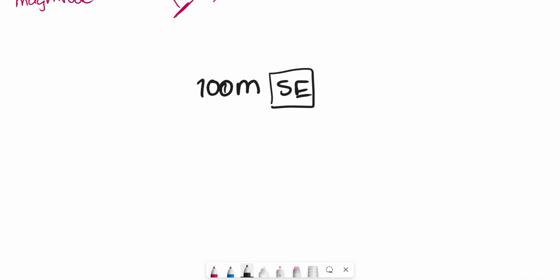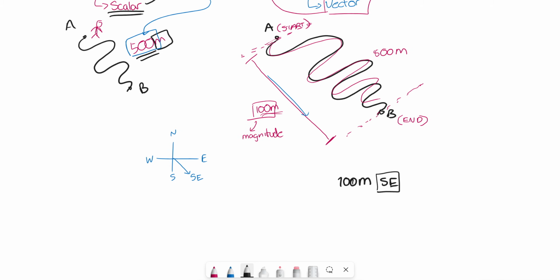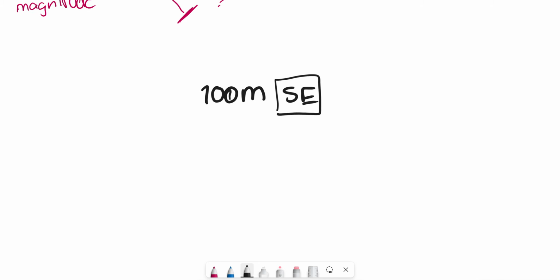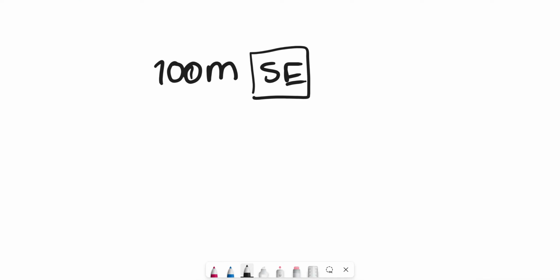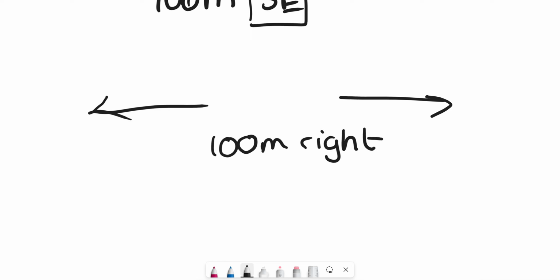It's a vector quantity, it's displacement. Okay. Hopefully that's clear. I'll just give you one example for this. Say I didn't want to use southeast, right? Say I was only talking about something moving right and left. I can literally just say 100 meters right, or I can just say 100 meters left.